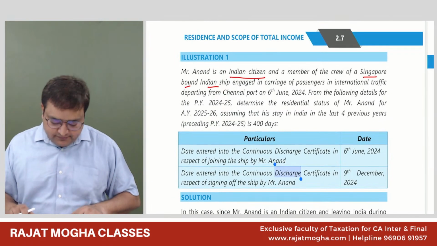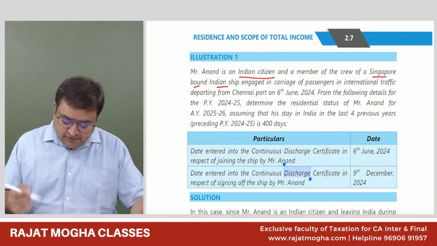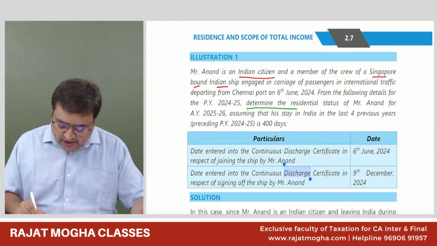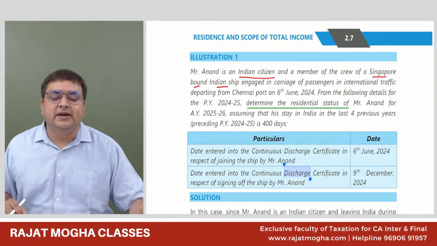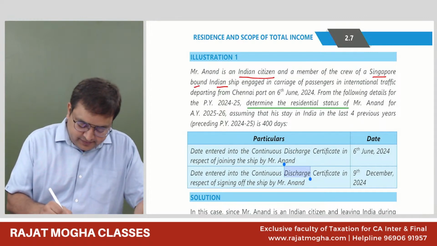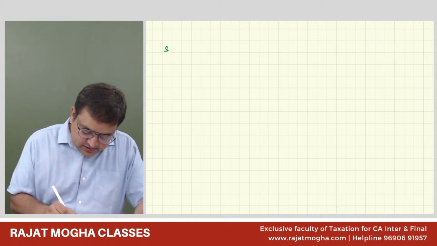Okay. Now, how we'll be writing it in the examination? So, what we need to see is what is asked from us. We are required to determine his residential status. Nothing else. Solution number one.